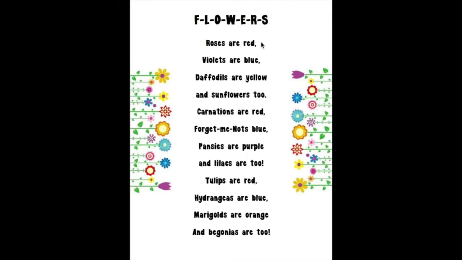Flowers. Roses are red, violets are blue, daffodils are yellow, and sunflowers too. Carnations are red, forget-me-nots blue, pansies are purple, and lilacs are too. Tulips are red, hydrangeas are blue, marigolds are orange, and begonias are too.